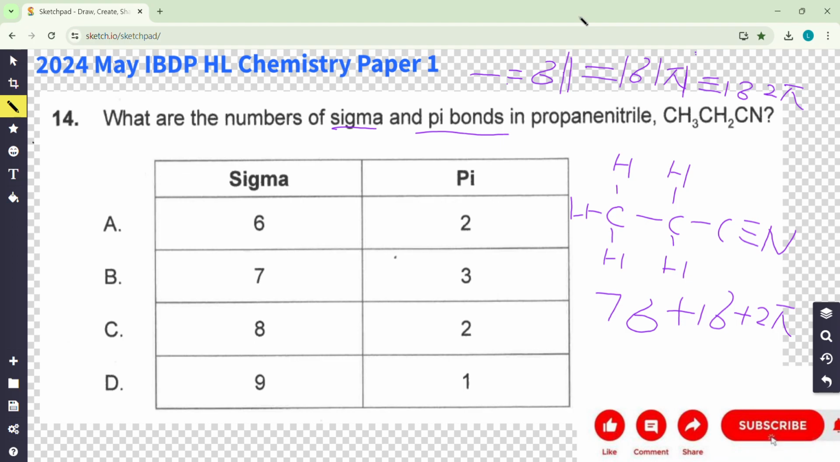So what is the answer? Yes, you got it. The answer is C.